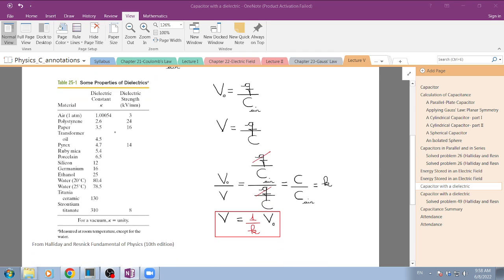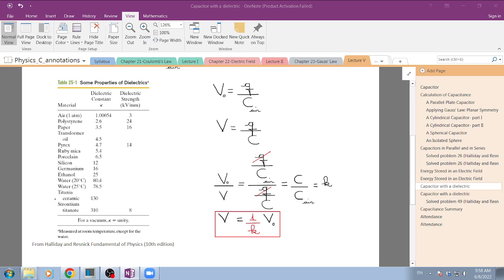And you have some other materials. If you grab one capacitor and dismantle it, you are going to see that you have the dielectric inside. For example, paper has a K of about 3.5. See, you can increase the capacitance of a capacitor by 3.5 times just by inserting a piece of paper inside. And you have, for example, transformer oil, 4.5.